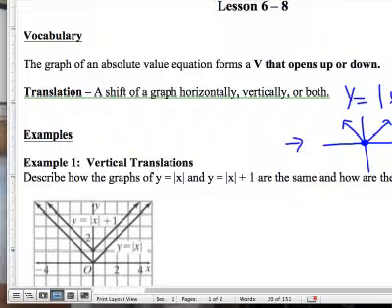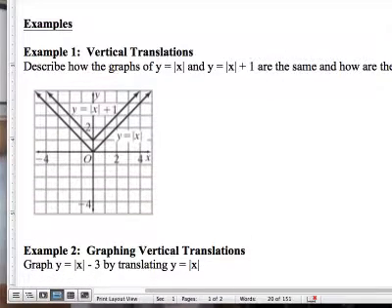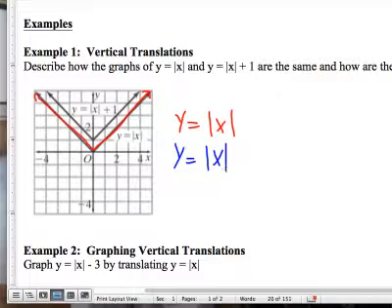All right, so let's look at example 1. We're going to be comparing this basic graph to the graph of y equals absolute value of x plus 1, and we're going to note the similarities and the differences. All right, so I'm going to highlight the basic graph in red. This is y equals absolute value of x. And then we're going to compare to that one the graph of y equals absolute value of x plus 1. What do you notice? It went up 1. Right, the blue graph went up 1.